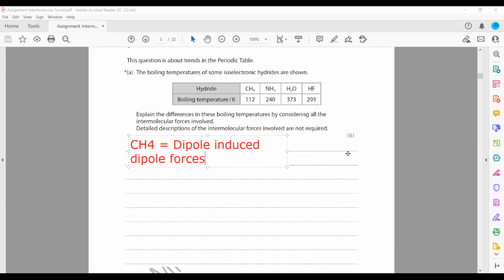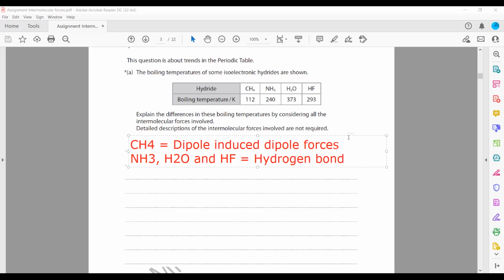Whereas NH3, H2O, and HF, they will have hydrogen bond. So first, when you mention the type of bonding, for methane it is dipole induced dipole, and for water, ammonia and hydrogen fluoride, it is hydrogen bond. So you will score 2 marks.